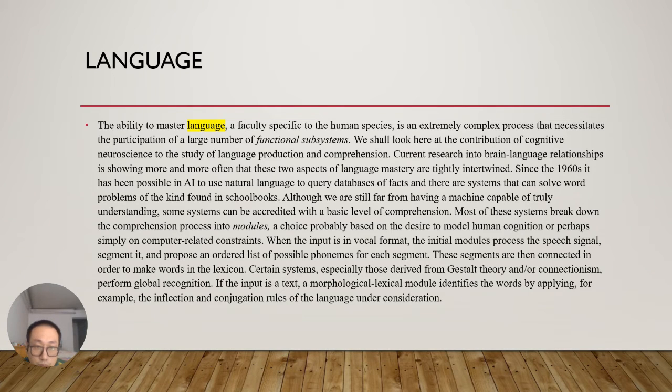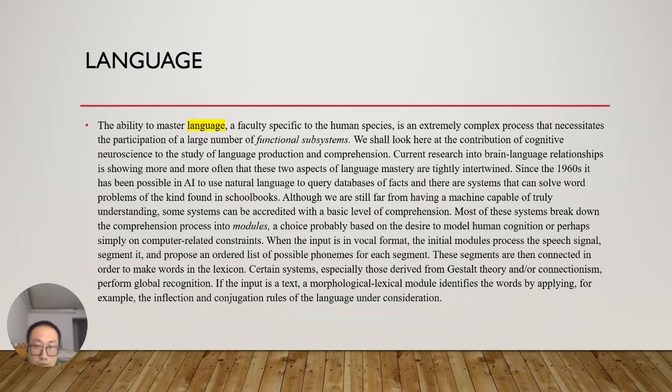Since the 1960s, it has been possible in AI to use natural language to query databases of facts and the systems that can solve word problems of the kind found in school books. Although we are still far from having a machine capable of truly understanding, some systems can be accredited with a basic level of comprehension. Most of these systems break down the comprehension process into modules, a choice probably based on the desire to model human cognition or perhaps simply on computer-related constraints.